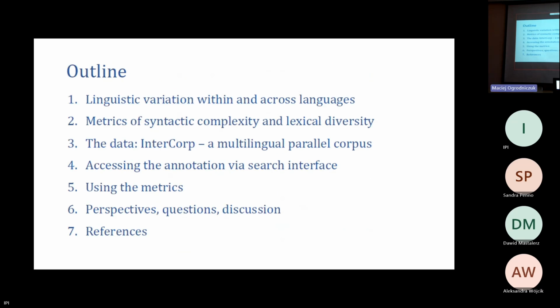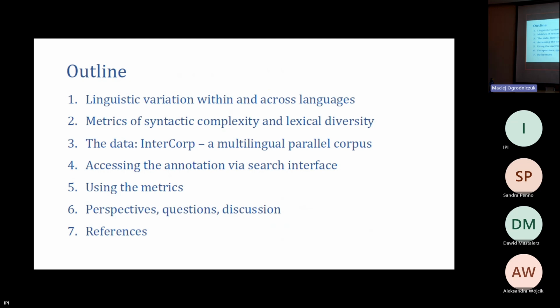I'll start with something about linguistic variation and how to get hold of the various types of language within one language or across languages. Then I'll talk about the metrics, which will be the tools that we can use to explore this variation. Then the data, which will be the parallel corpus InterCorp. How we can use the search interface to see the metrics, to make use of the syntactic annotation, and how we can use the metrics.